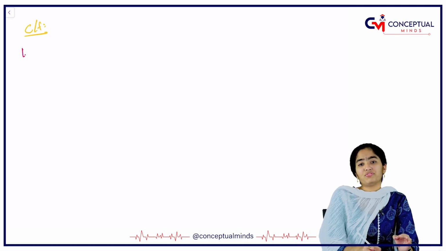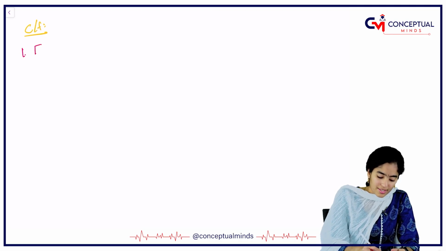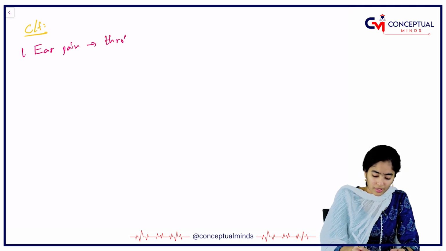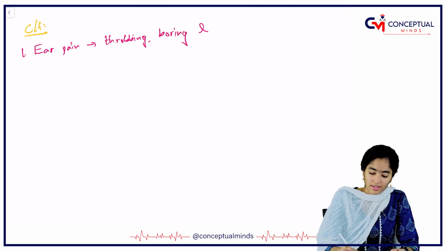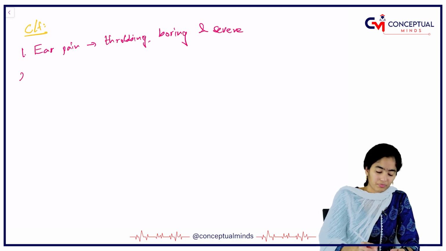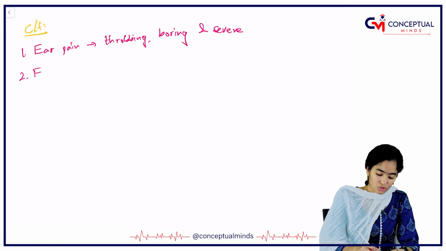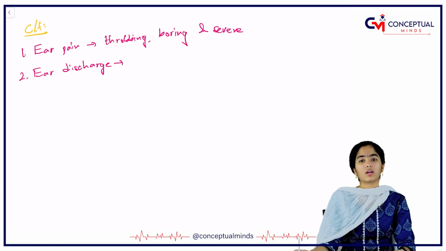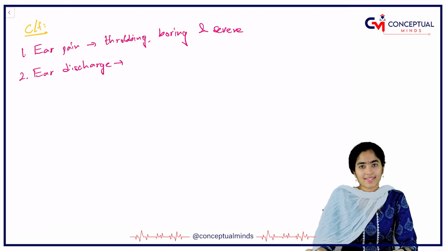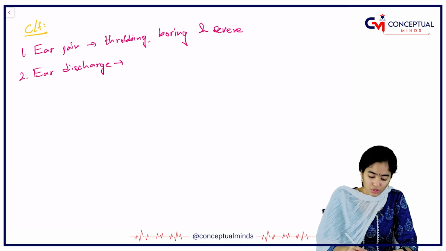Number one, severe ear pain. And what is the nature? It is steady, throbbing, boring, and it is very severe, and it is constantly present. Second, ear discharge should be there. What type of discharge? It is profuse, creamy, and sometimes it is pulsatile. Please remember, pulsatility is a very important feature.